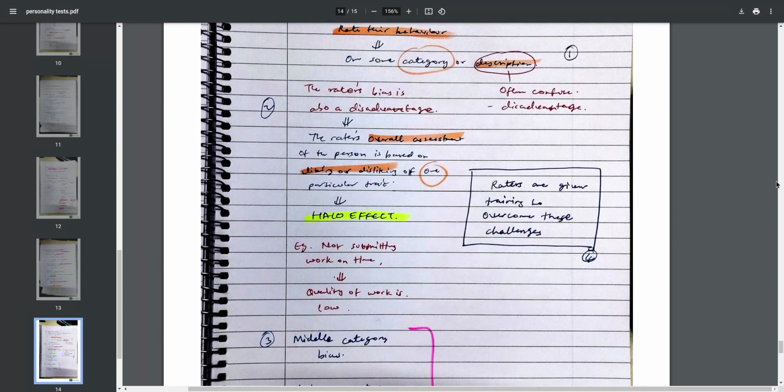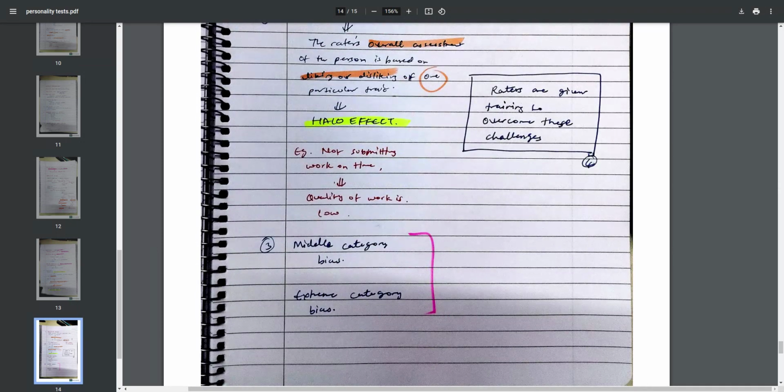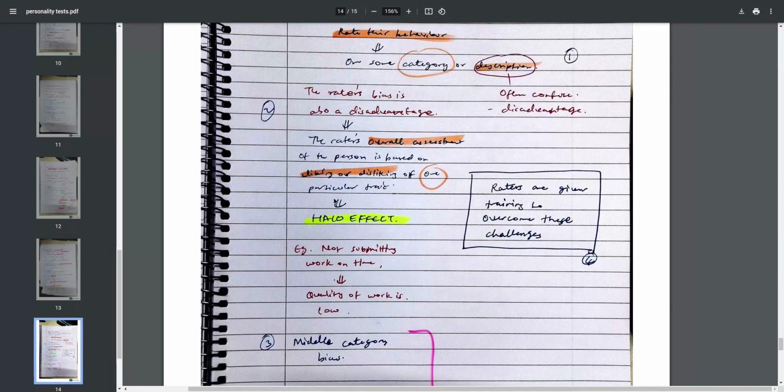Then there's middle category bias and extreme category bias. So some people, when they rate, choose to always rate in the middle scales. So that is middle category bias. And extreme category bias is they avoid the middle scales completely and then just choose an extreme answer. So that is also bias. So in view of all these criticisms, the raters are given training to overcome these challenges. So this makes it a bit better.